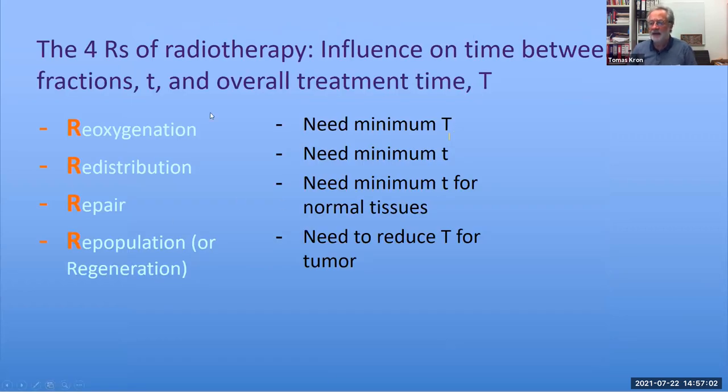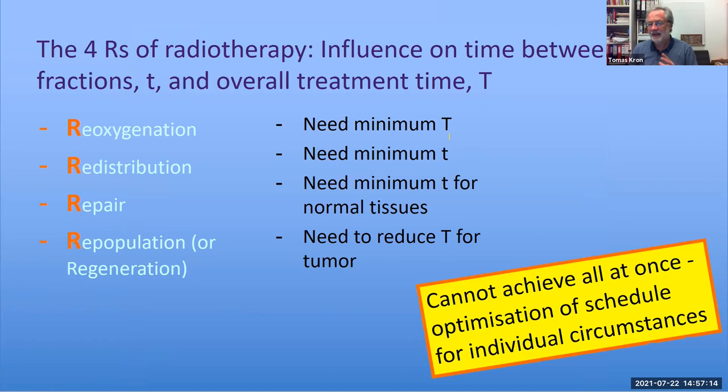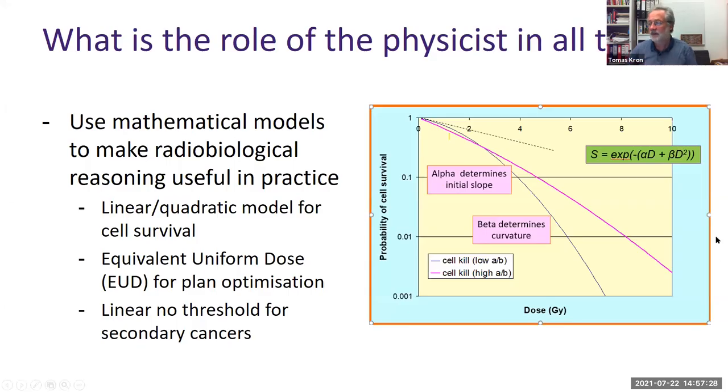So these 4 Rs of radiotherapy have different requirements for radiotherapy: minimum overall treatment time, maximum overall treatment time, and so on. It's important to note that we cannot achieve the optimum in all of these for all circumstances, and it is important for the physicist to really understand how we address this, because in the end, the role of a physicist is to use mathematical models to make radiobiological reasoning useful in clinical practice. There are a variety of models, which will be covered in another AFOMP summer school.